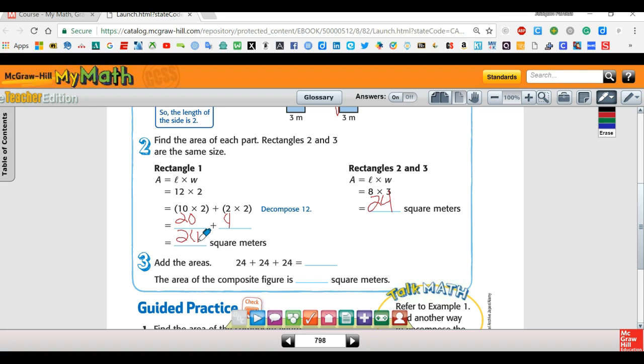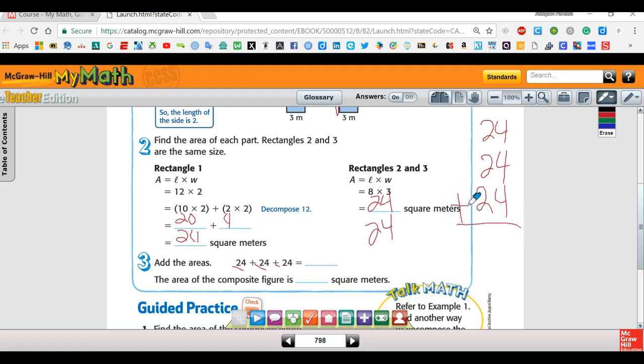But there were 3 of these, right? There were 2 rectangles, so it was 24 as well for the other rectangle. So they added 24 plus 24 plus 24. I'd rather just add them this way. Instead of horizontal, I'm going to do a vertical. 24 plus 24 plus 24.